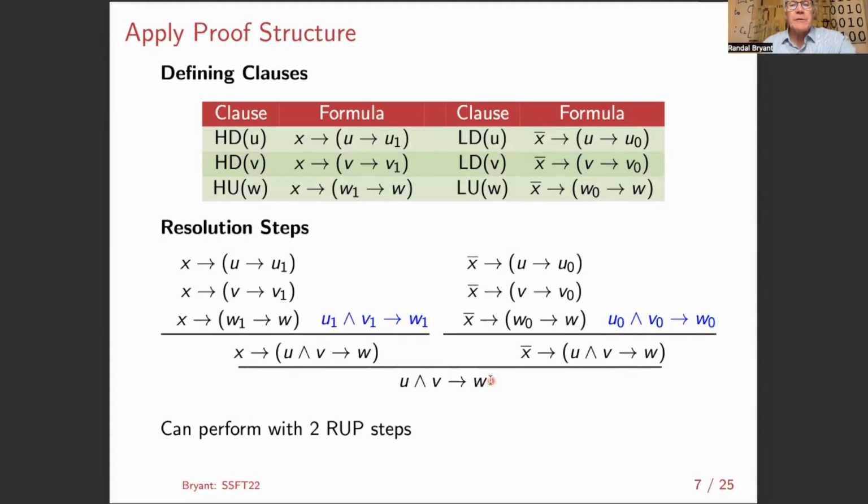And this can be done with 2 RUP steps. One to do the case of x true, and the other x is false plus the final combination. So you see that every apply operation will generate at most 4 defining clauses for the new node w, and at most 2 resolution steps to produce the desired result. And so overall, if we apply some large number of apply operations, we'll generate a proof where the number of clauses in the proof will be a small constant factor times the number of apply operations.